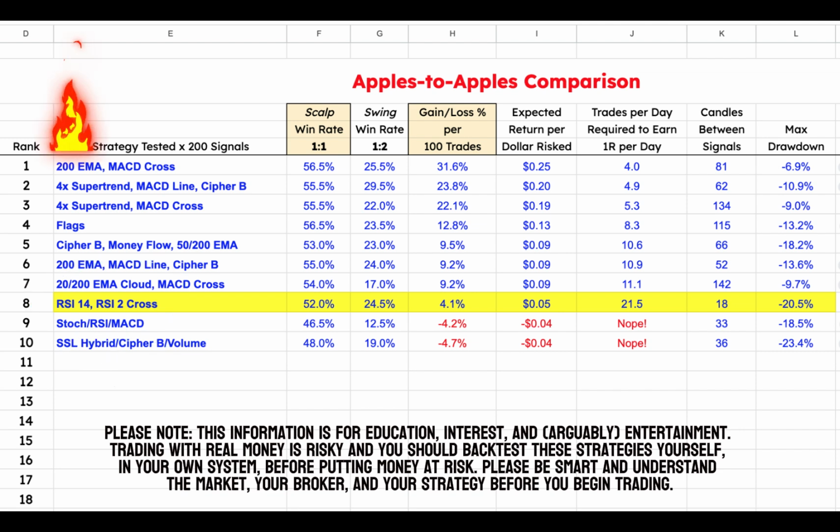Our highest ranking strategy, the 200 period EMA cross, the winner of our MACD battle, remains unbeaten. I'll put the link to that video on the screen in just a moment.